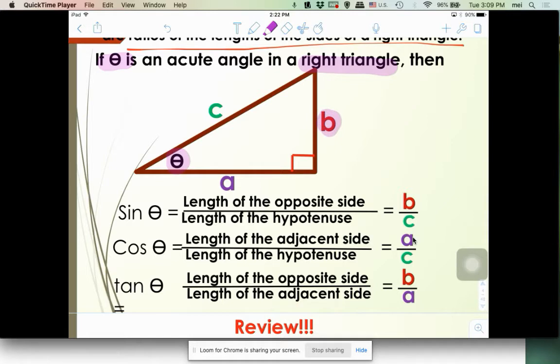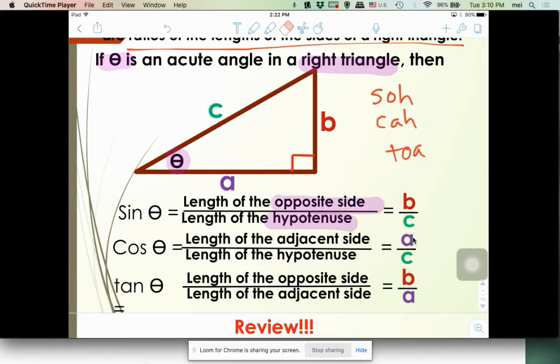The opposite side is B and the hypotenuse is C. So sine is the opposite over hypotenuse. Some of you also remember SOHCAHTOA. If you remember the sine, cosine, and tangent ratios using SOHCAHTOA, it's great. Otherwise, you can just learn as you go on.